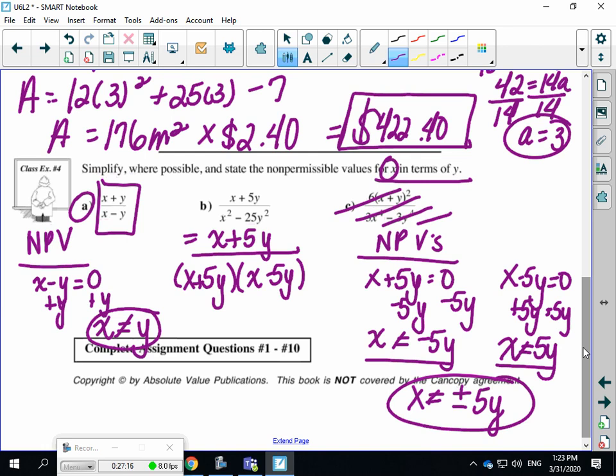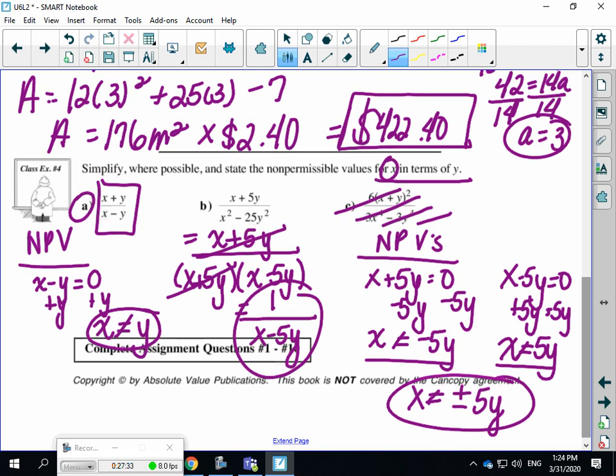So can I simplify anything? Yes, I can cancel out x plus y on the top, and I can cancel out x plus 5y on the bottom. So I'm left with simply just 1 divided by x minus 5y. And there's my simplified solution.